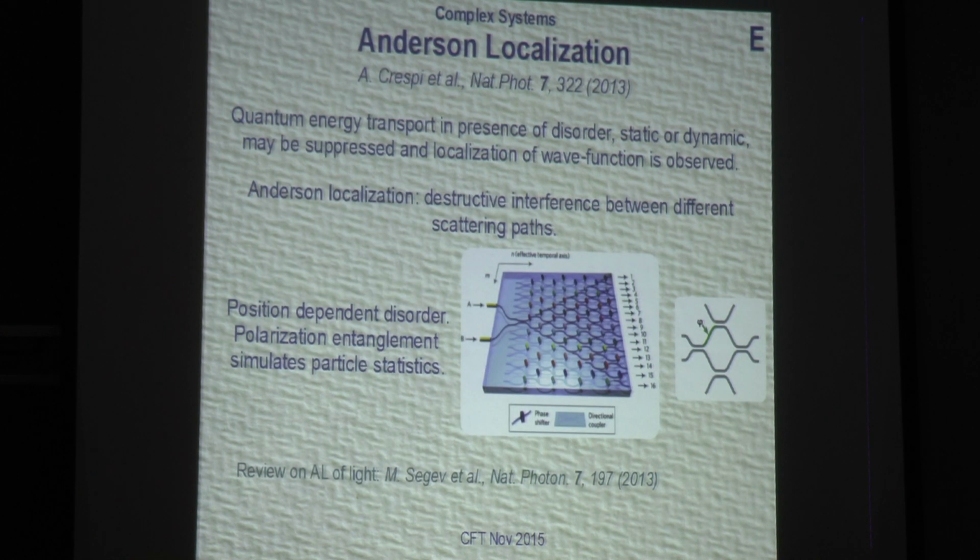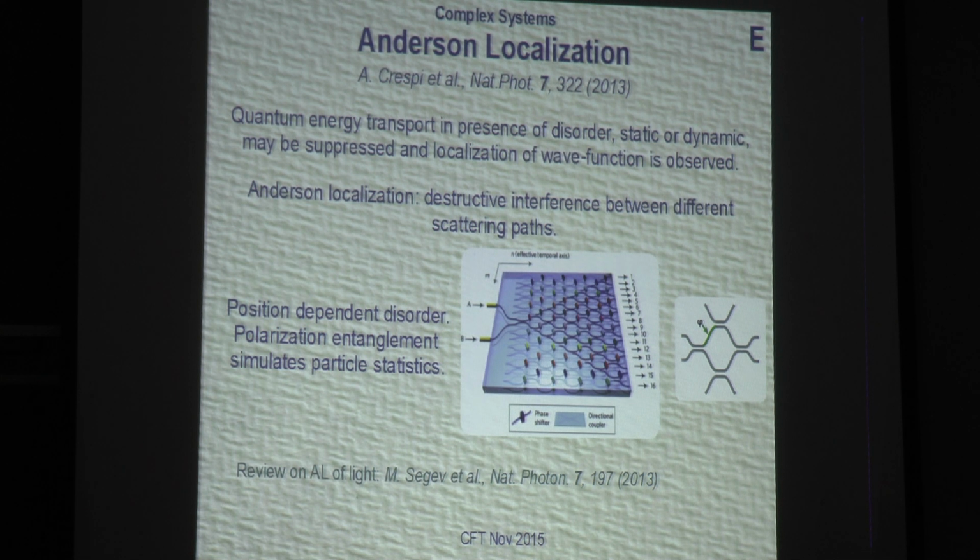Now I would like to discuss the various phenomena where quantum walks have been useful in description or explanation. One of the most important phenomena encountered in complex systems is Anderson localization. It turns out that quantum transport in disordered media, where the disorder is of static or dynamic character, can be completely stopped, and localization of a wave function is observed. This happens as a result of destructive interference between different scattering paths.